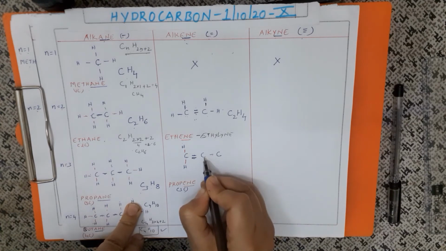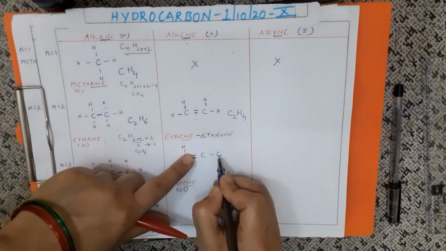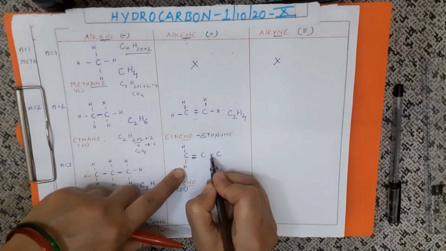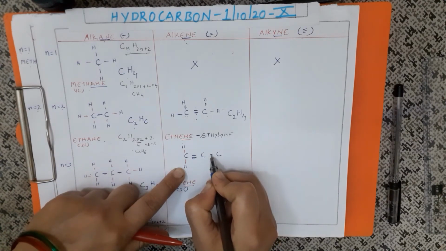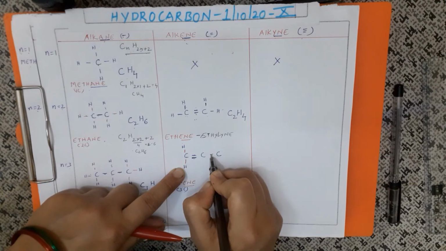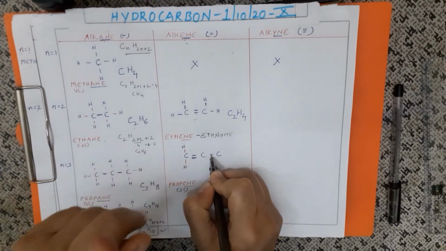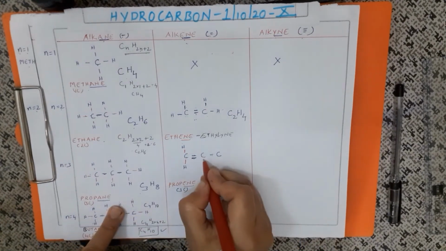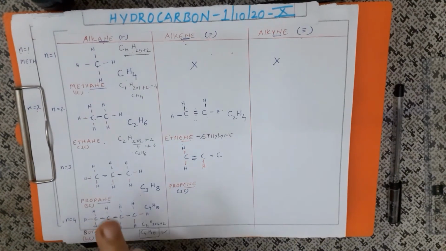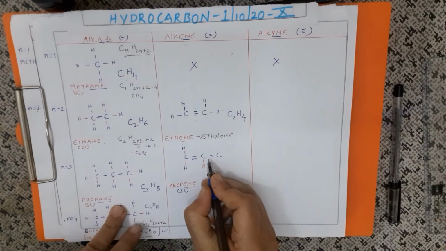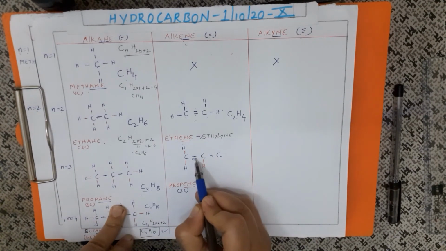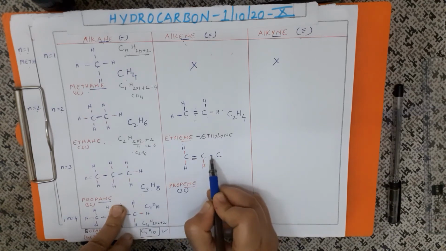Observe. The middle carbon is linked to 2 carbons. So 1, 2 and 3. So that means how many more electrons are left to be shared? 1 more, out of 4. Very good. So then it will be shared with whom? With the hydrogen. Now this is also satisfied. Let us again count 1, 2, 3 and 4.